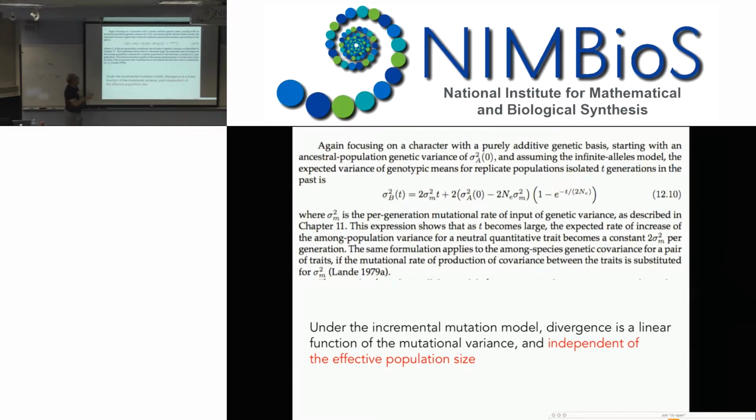This by the way arises under the so-called incremental mutational model, the Brownian motion model, where my old allelic effect plus some random variation is my new allelic effect. Remember that was one of our models. Under that mutational model, divergence is linear as a function of the mutation rate and is independent of the effective population size. So if I have two large populations or two small populations, they diverge at the same rate. The large populations would have more added variation within them than small populations, but the divergence would be at the same rate because divergence simply depends upon the mutation rate.